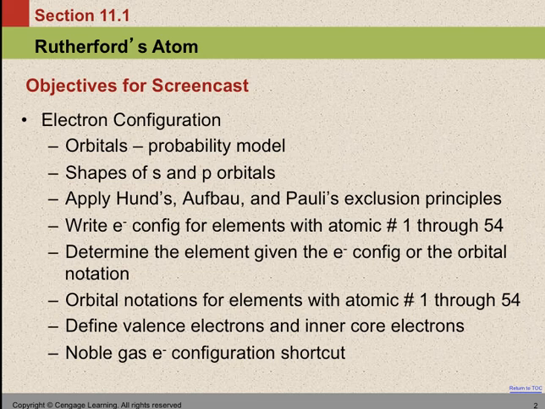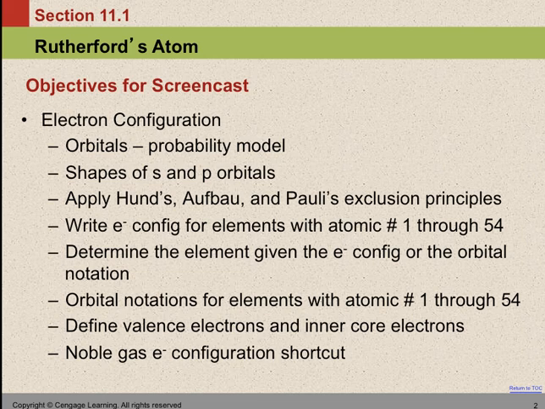We're going to apply Hund's rule, Aufbau's, and the Pauli exclusion principles, maybe without naming them explicitly, but we will definitely apply them. Write electron configurations for the elements with atomic numbers 1 through 54. Be able to determine what element, given the electron configuration or the orbital notation. Be able to draw orbital notation for elements with atomic numbers 1 through 54.